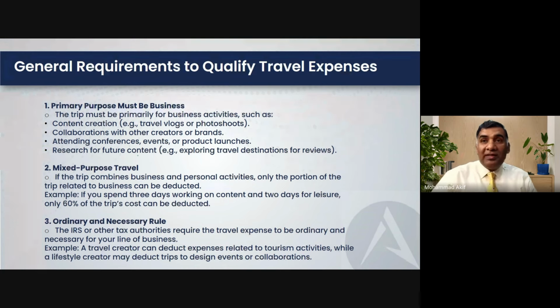The next point is mixed purpose travel. That means you are traveling for leisure and business purposes. So how do you come up with an amount for what is business and what is leisure? It really comes down to working days versus non-working days, and then there's a trick to getting the weekend included in your travel.